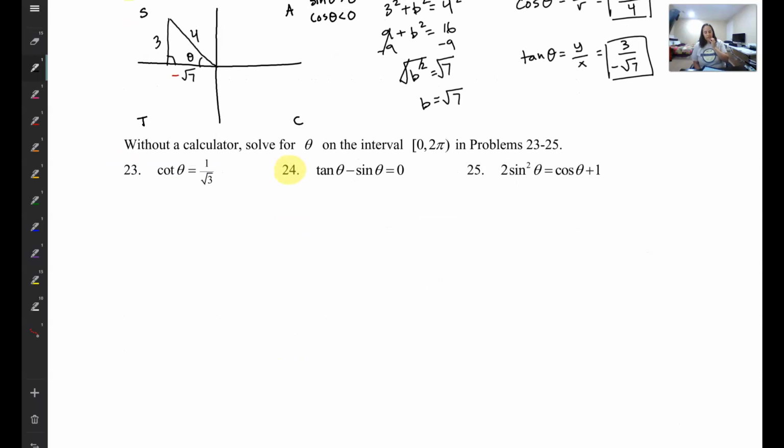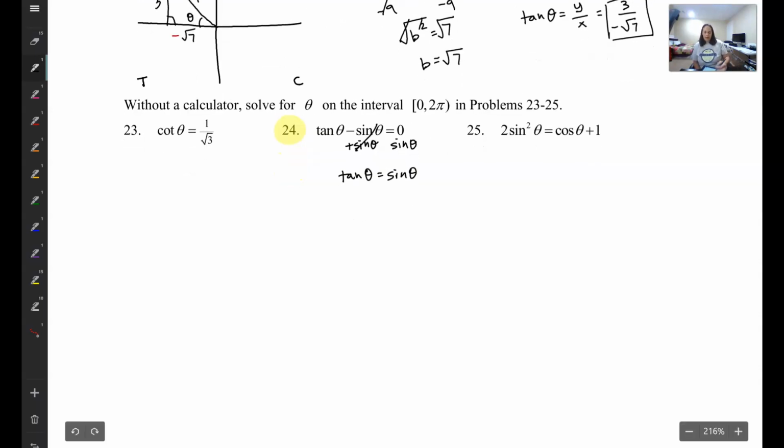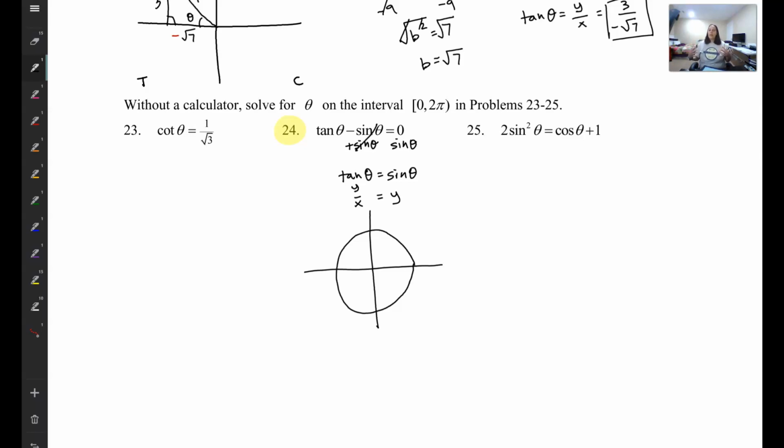Okay, 24. Without a calculator, solve for theta on the following interval. So what I'm going to do is add sine of theta, so I get tangent of theta equals sine of theta. Now, here's where you need to apply a little bit of logic to it. You need to imagine your unit circle and think, where is tangent, which is y over x, equal to sine, which is my y value? So where can I divide the x and y values and get the same as the y value?